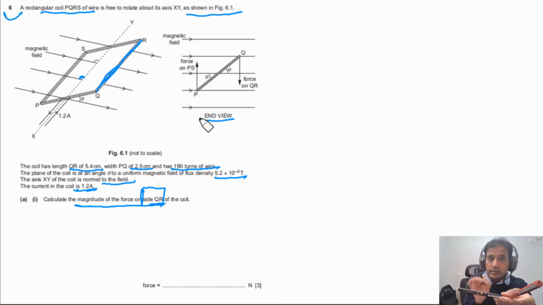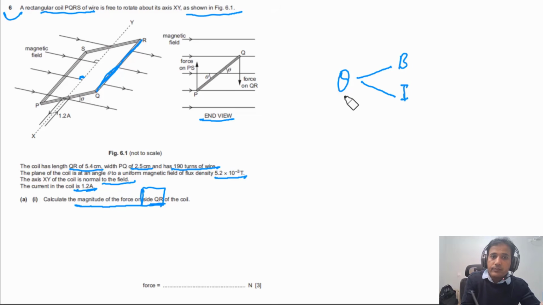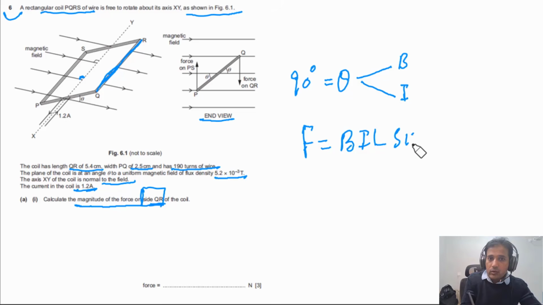The angle is 90 degrees. So simply you need to understand the angle between B and I is 90 degrees. So we can say that theta between B and I is 90 degrees. We need to find the magnetic force, that is F equals BIL sine theta, where theta is the angle between B and I. Theta is 90, so sine 90 is 1.